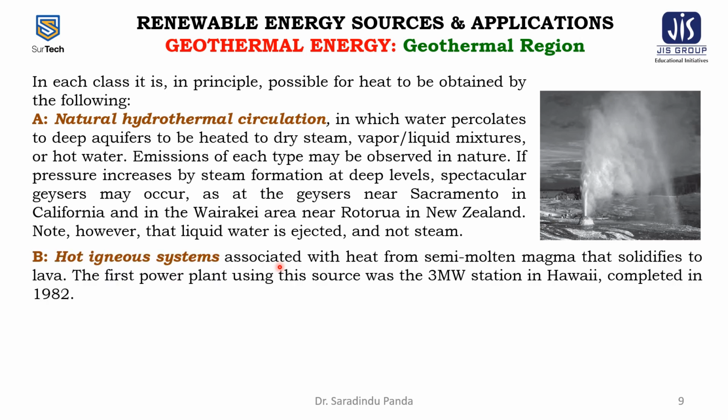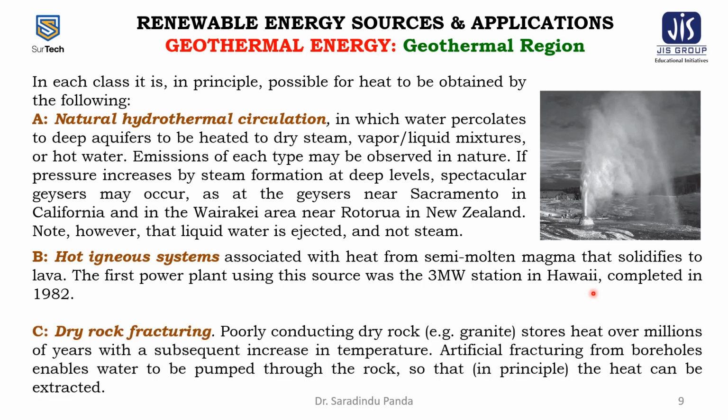Second is the hot igneous systems, which is associated with the heat from the semi-molten magma that solidifies to the lava. The first power plant using this source was the 3 megawatt station in Hawaii, completed in 1982. Third one is the dry rock fracturing. Poorly conducting dry rocks, mainly granite, store heat over millions of years with a subsequent increase in temperature. Artificial fracturing from boreholes enables water to be pumped through the rock so that the heat can be extracted.